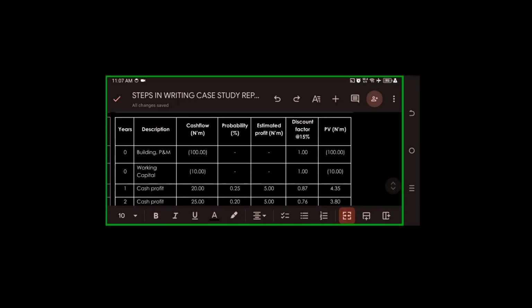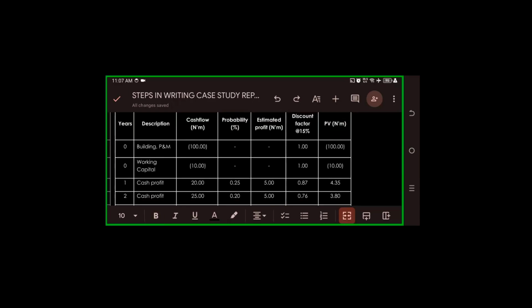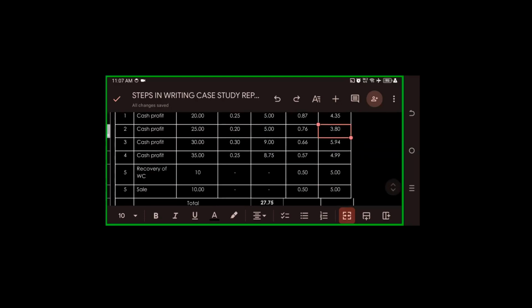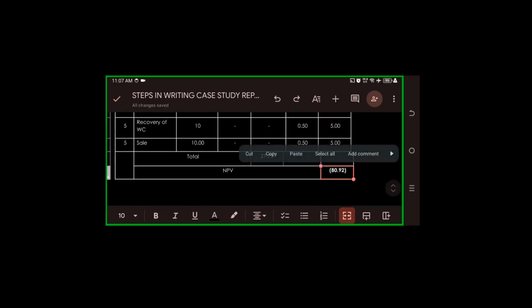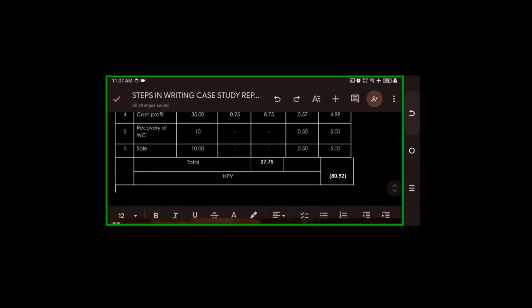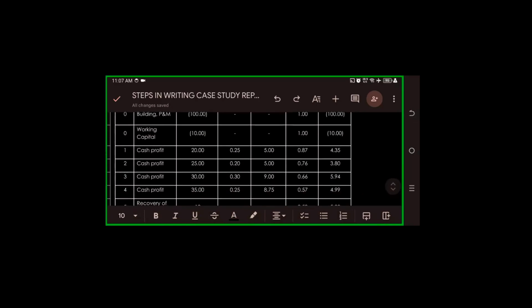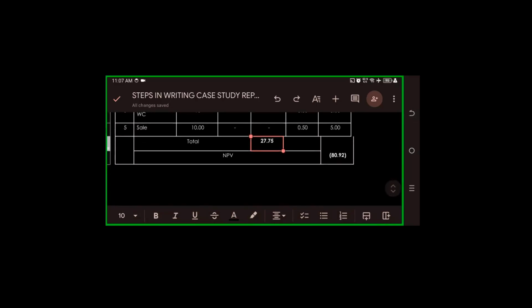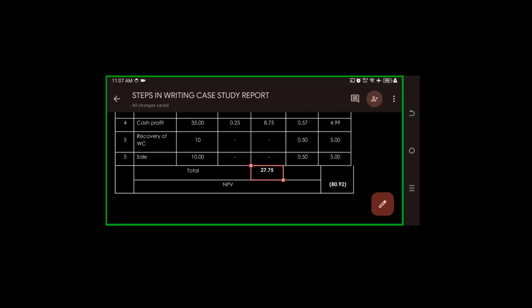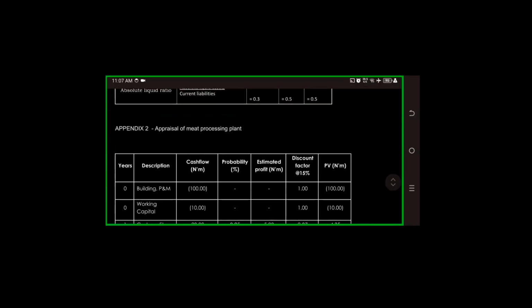We can now apply the discount factor, and we get the present values. These are the present values, and this is the net present value. You can see the net present value is negative, and this is the total estimated profit. That is the very simple net present value computation for that.